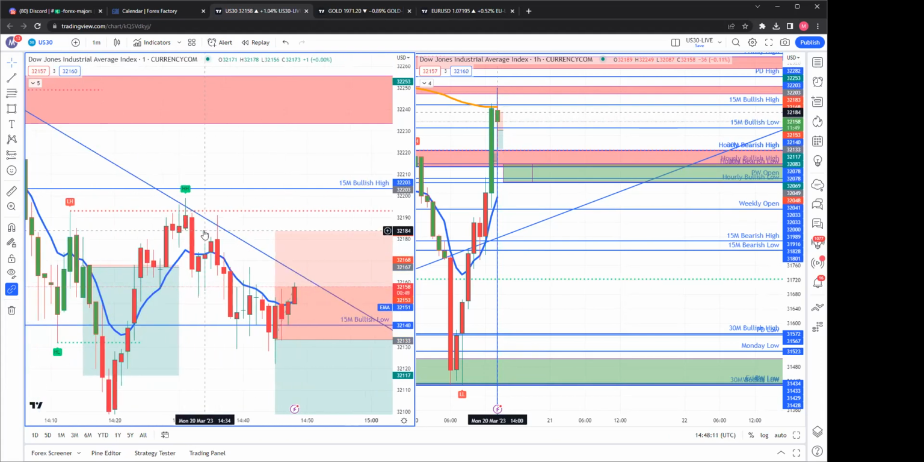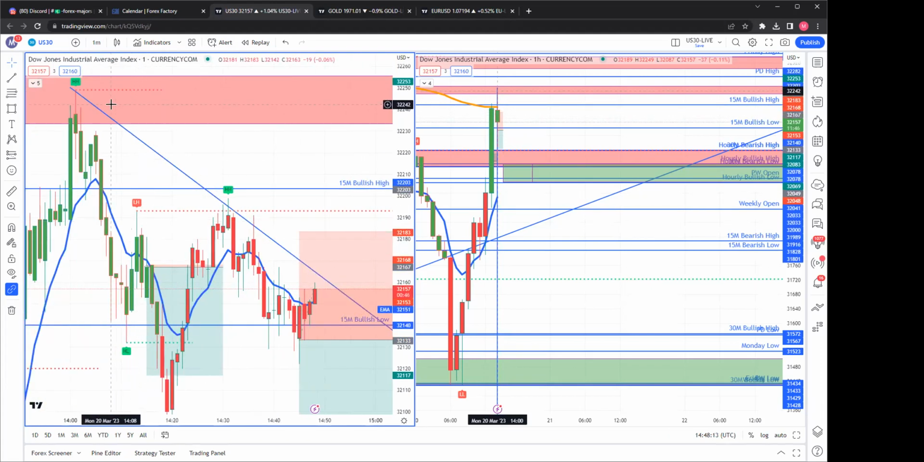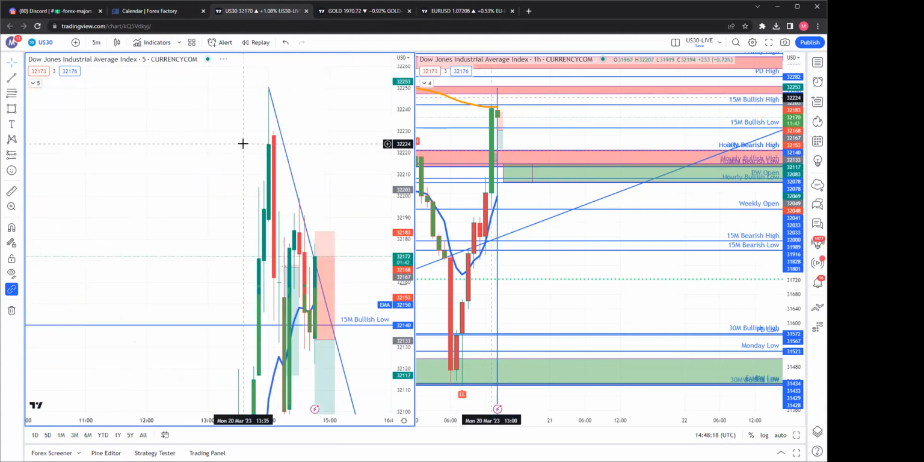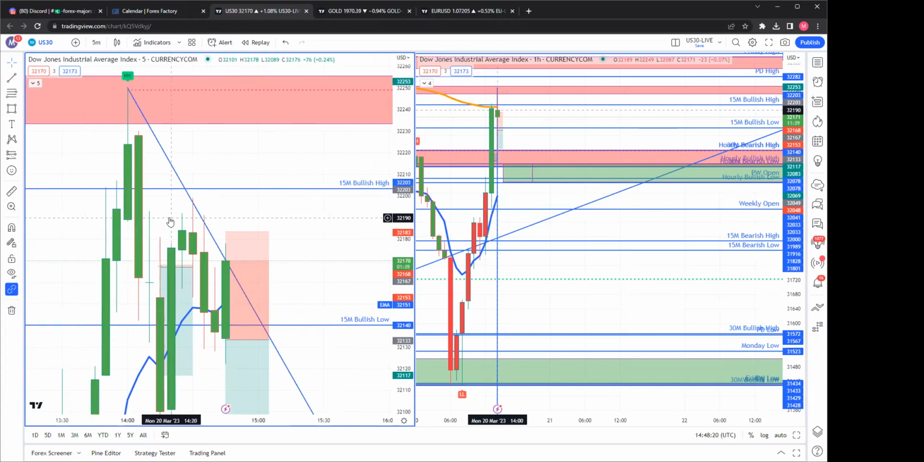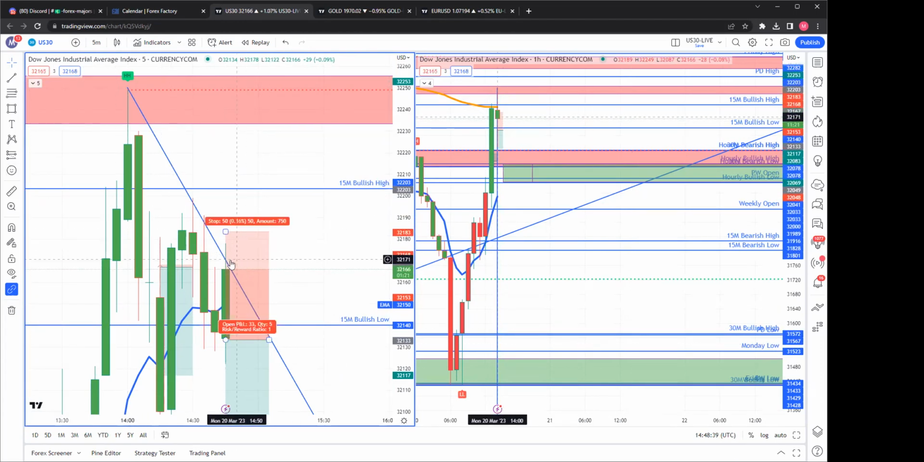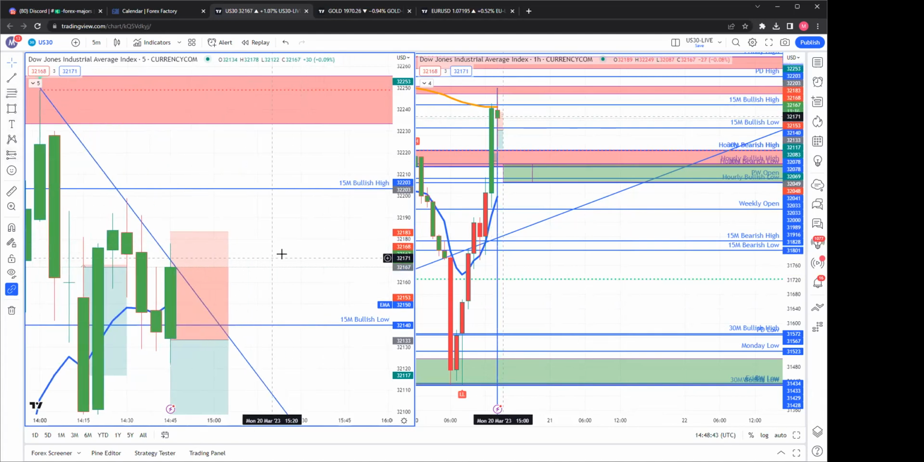Even on the 1 minute, ideally, yes, we don't have a lower high. So this is just a higher high. Let me go to the 5 minute. Okay, perfect. Let's see. So look at that trend line. There you go. Need this trend line to hold.